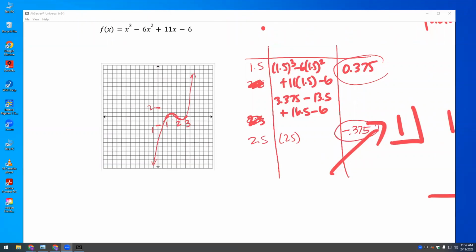Again, it's really about making sure that you do the math correctly. That's probably the easiest way to make a mistake on this. All right, any questions about this?